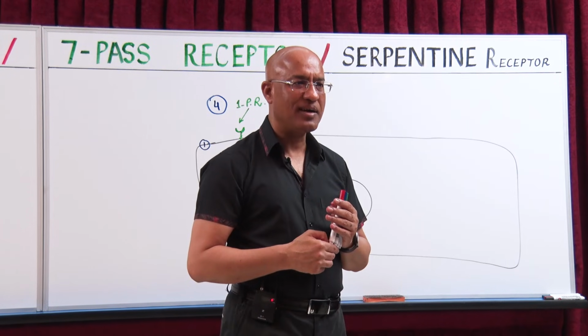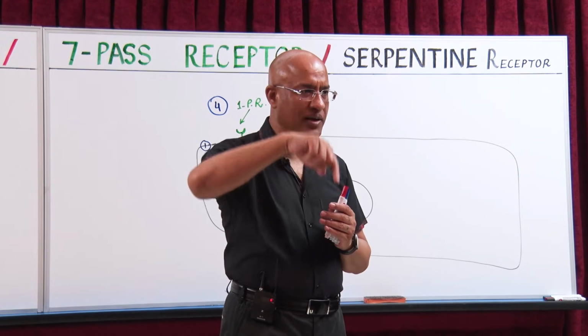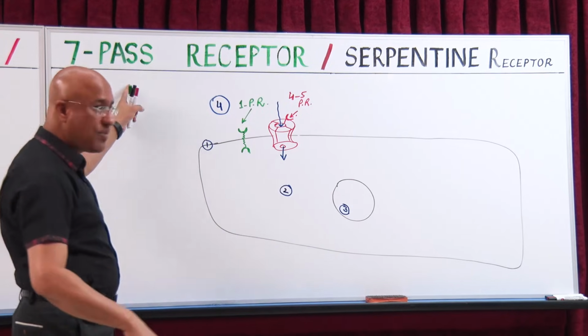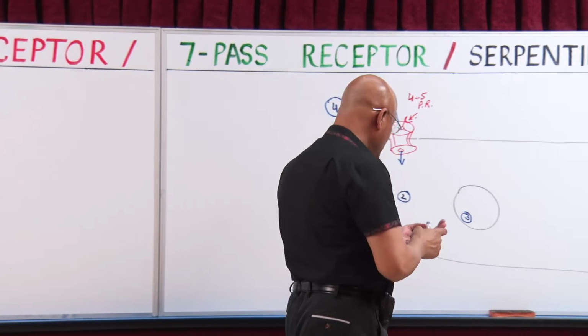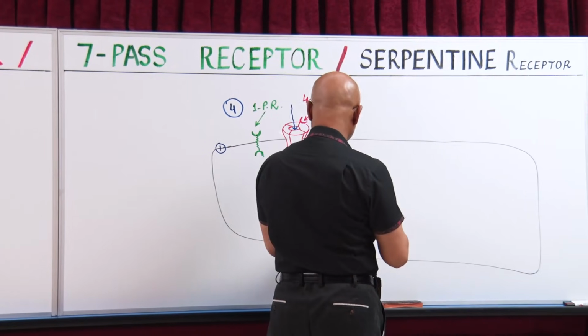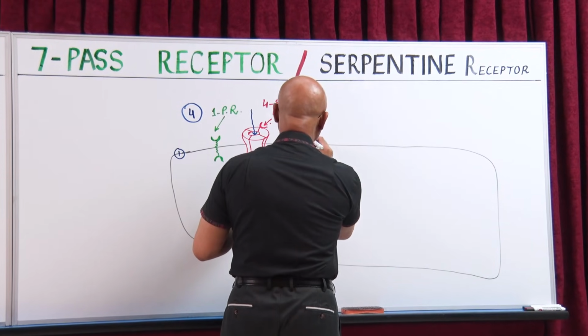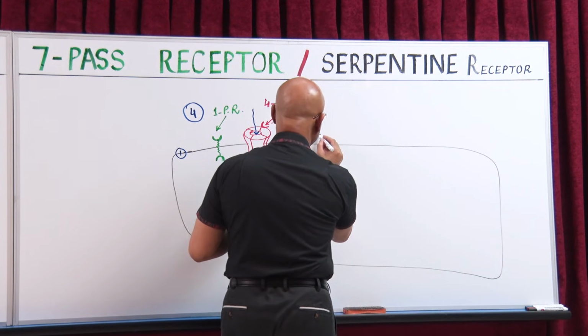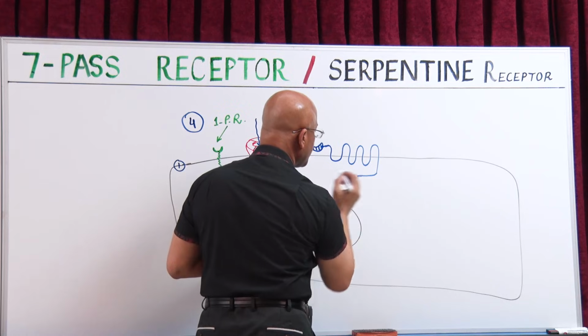Even though they look like snakes, serpentine receptors, they pass through the membrane 7 times. We call them 7 pass receptors. Let me draw here. Here is a 7 pass receptor, let's suppose. This is one peptide chain, but it passes through the membrane 7 times.